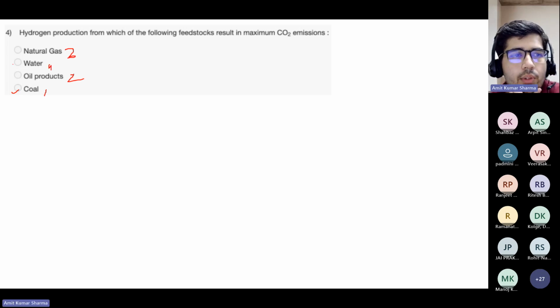If you are using water, then theoretically we are only breaking the H2O bond, so H2 will be separated and oxygen will be separated. And natural gas, we know, uses steam methane reforming, a widely used method. 1 kg of hydrogen emits around 10 kg of CO2.